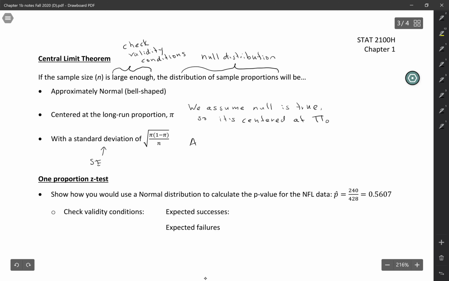Also, you can see this confirms what we talked about earlier, that as the sample size gets larger, the standard error gets smaller, right? Because the sample size is in the denominator of that fraction. So as the sample size goes up, standard error goes down. So the validity conditions let us know when it's okay to do a normal approximation, and that allows us to use theory to calculate p-values in standardized statistics instead of using a simulation.